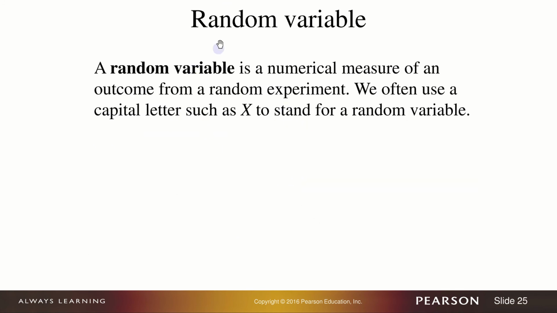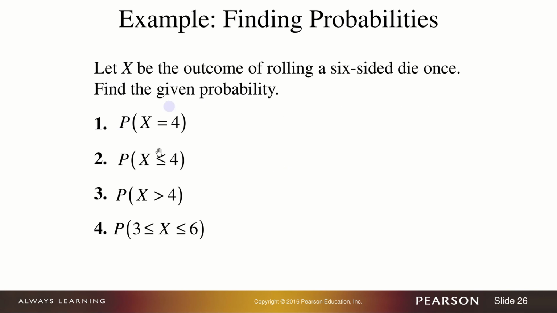All right, so what is called a random variable? It's a numerical measure of an outcome from a random experiment. We often use a capital letter to stand for a random variable. Let's look at an example of how it is utilized. For example, let's say we roll a six-sided die. You know how loosely we've been just saying P of 4? What's the probability that a 4 is going to come up?